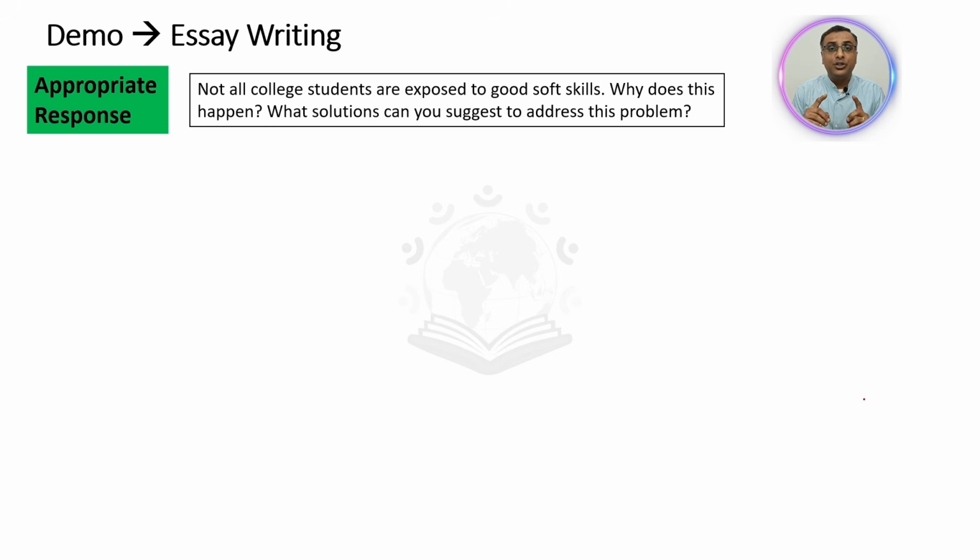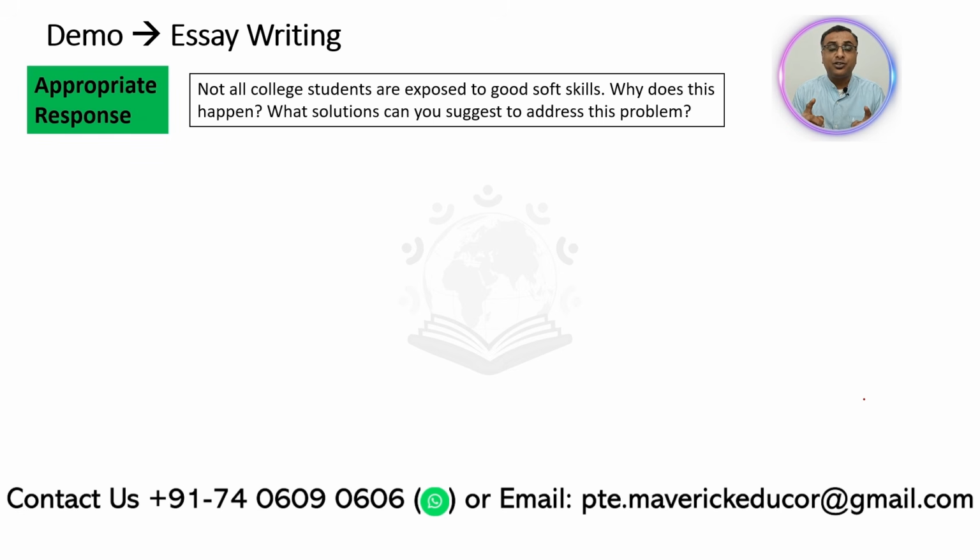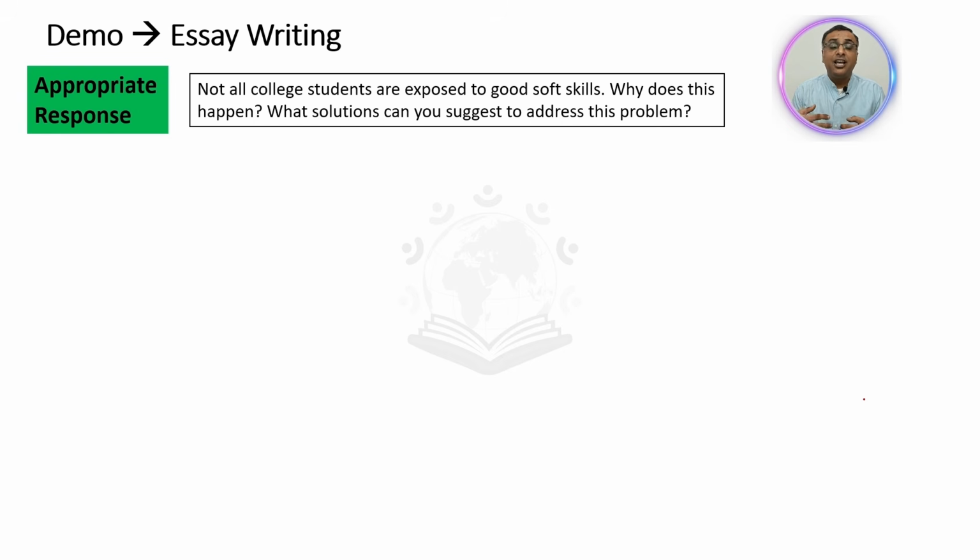First and foremost, you would need to understand the requirements of the essay topic. It says not all college students are exposed to good soft skills. You need to know what soft skills is all about. That is the first criteria. The second criteria is, why does this happen? And the third criteria is you suggesting some solutions. So if you see, this is a solution-oriented essay and you would have to come up with an appropriate answer for this essay topic. Now let's look at my response for this essay topic.